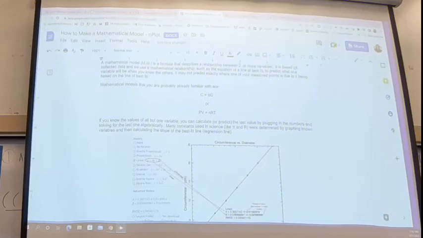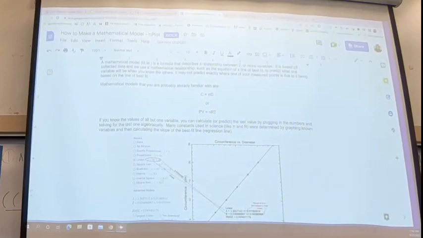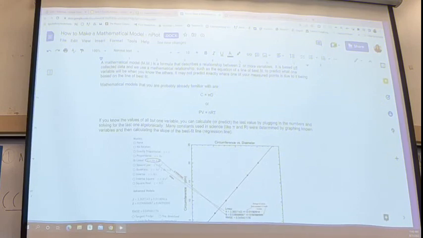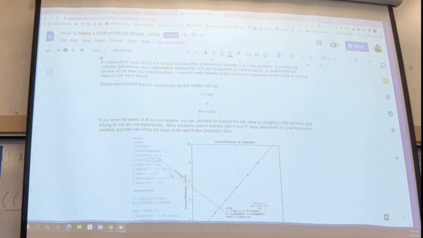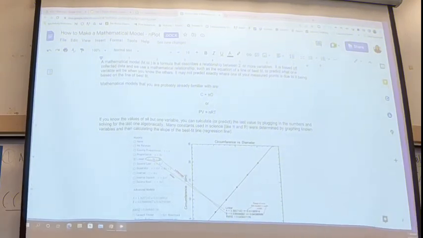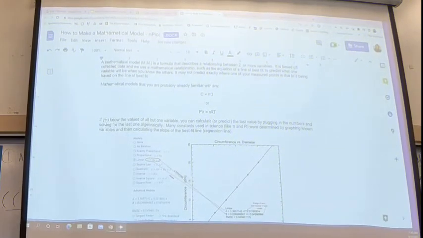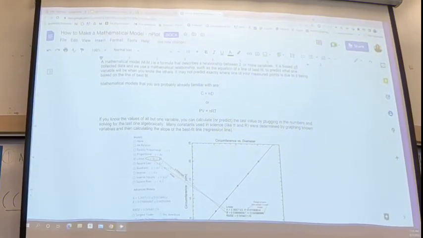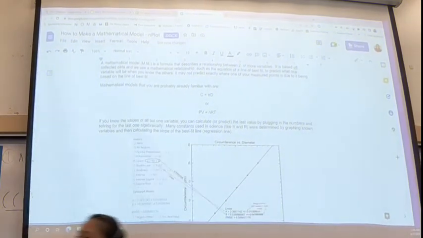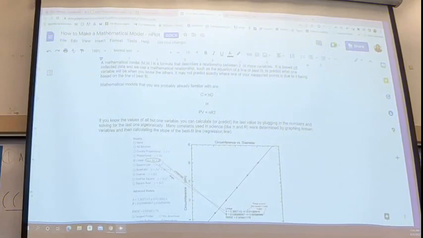The other thing I want you to pull out is your packet. There is a mathematical models worksheet, and it is after worksheet 1. I think it's page 5. I don't know off the top of my head, but I think it's page 5. Okay, so, yep, page 5. This worksheet, or this handout, is going to be your guide on how to write mathematical models.